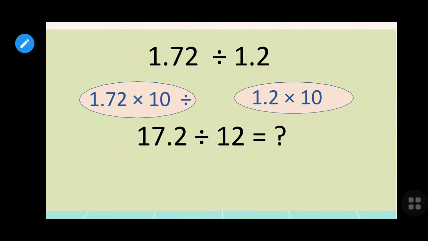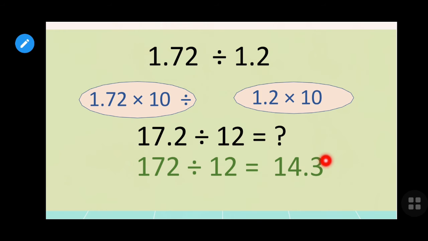17.2 divided by 12. See, now the divisor is a whole number, but the dividend still has a decimal number, but we don't have to make it a whole number. So this is the small difference that this sum has from the other sums. See, now how do we do it? So now we don't consider this decimal for a while and we obtain the answer as 14.3. Okay, we disregarded this decimal and wrote it as 172 divided by 12, that is 14.3.